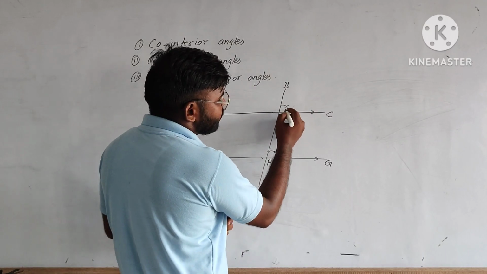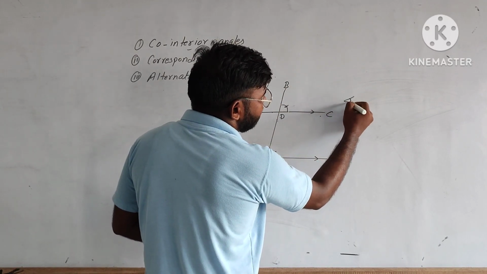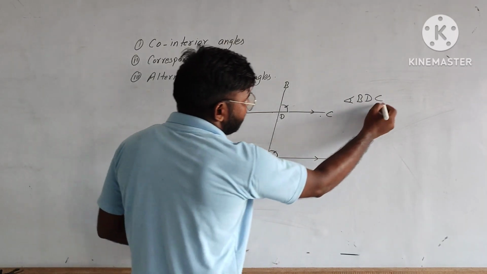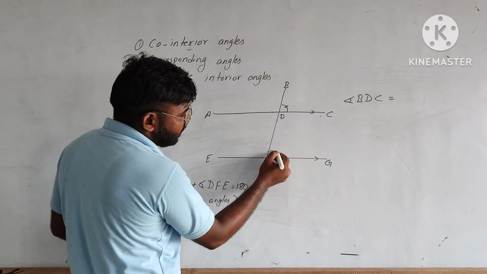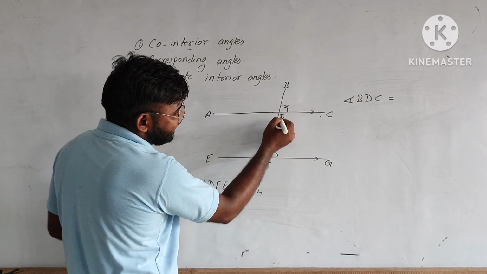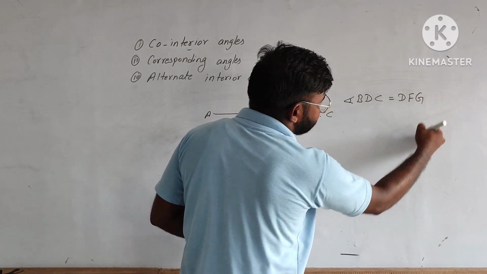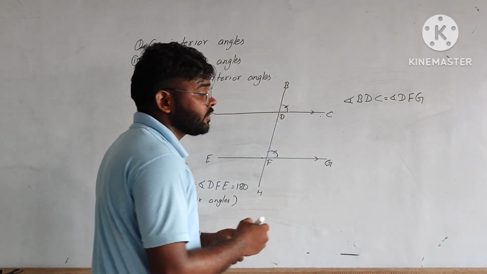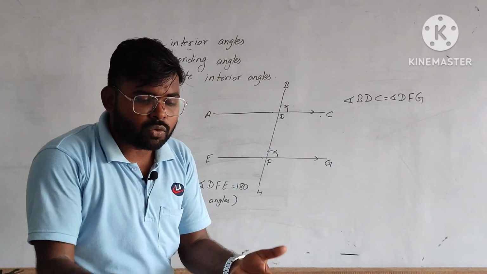So, we can just write the name of this angle, angle BDC, and this one is equal to, because correspondings are equal, which angle? This one, that is DFZ. Sorry, we never forget to put the symbol of angle there. So, angle DFZ, and what is the reason why they are equal?